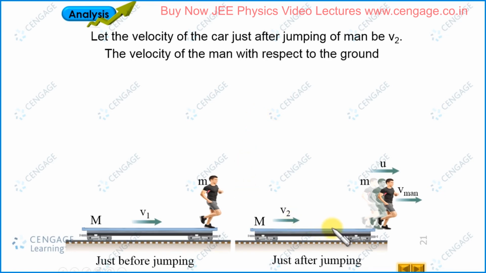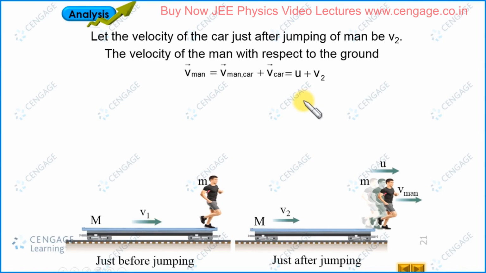We can write the vector equation: velocity of the man equals velocity of the man with respect to car plus velocity of the car, right? Let us assume the rightward direction is the positive direction. So we can write the velocity of the man with respect to car as u, and the velocity of the car at this time is v2. That means the velocity of the man should be equal to u plus v2.